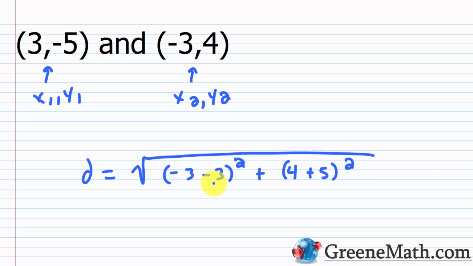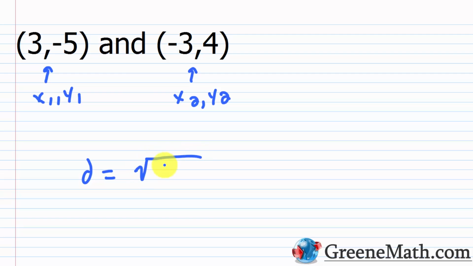So negative 3 minus 3 is negative 6. Negative 6 squared is 36. So this is 36. And then 4 plus 5 is 9. 9 squared is 81. So 36 plus 81 is 117. So this would be the square root of 117. This can be simplified. 1 plus 1 is 2, 2 plus 7 is 9, so we know this is divisible by 9. It's going to end up being 13 times 9. So 13 times 9, square root of 9 is 3. So I can go ahead and write this as 3 times the square root of 13 as my answer.